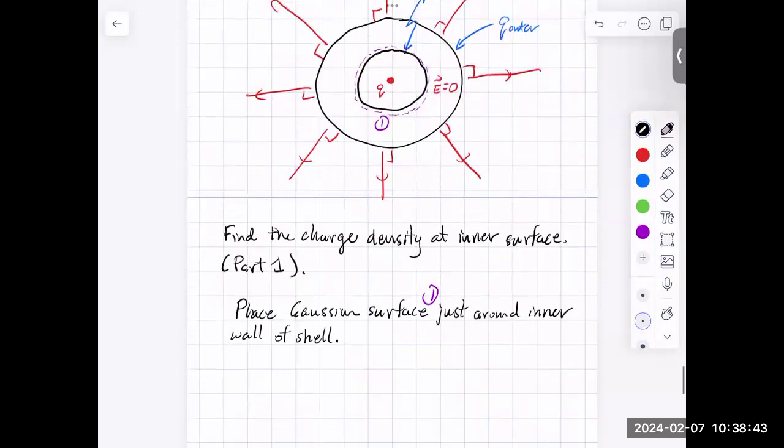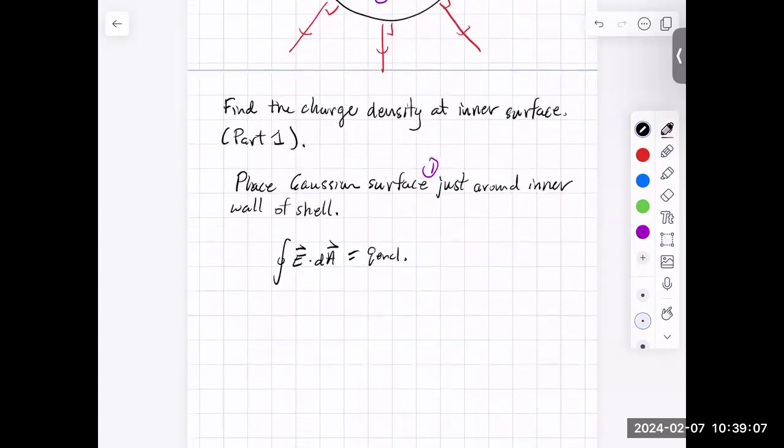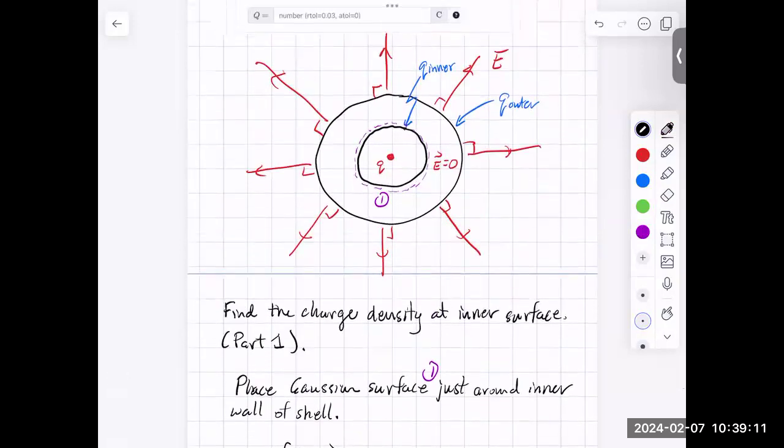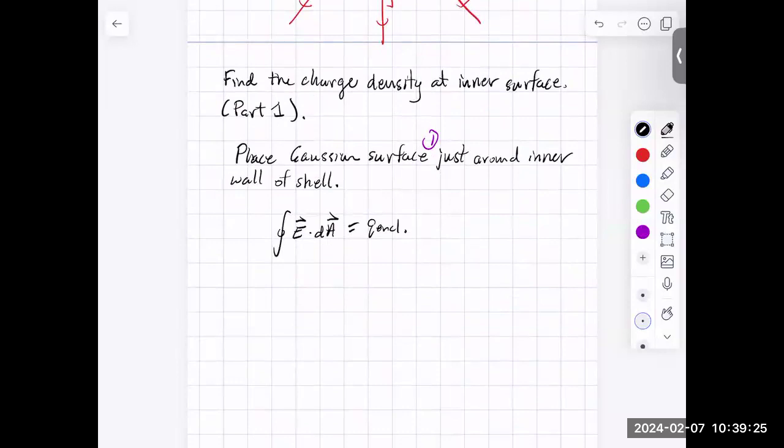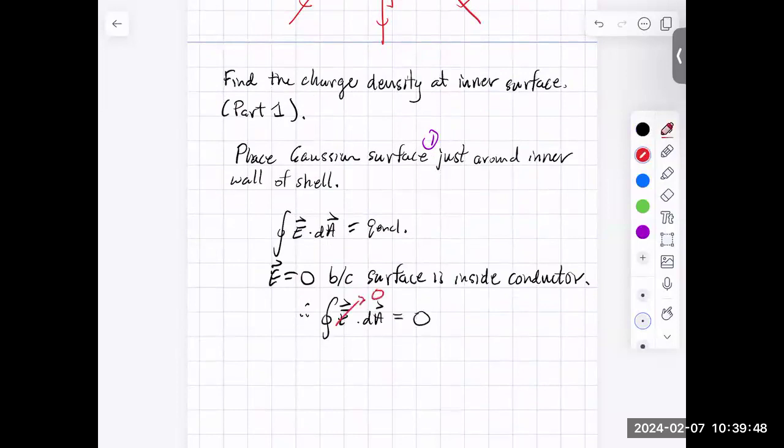Gauss's law requires that the integral of E dot dA is equal to Q enclosed over epsilon naught. What's the electric field at the Gaussian surface? It's inside our conducting material. So what does the electric field have to be? 0, right? You can see our purple dashed line is inside our conducting shell, and right beside it we wrote down that E is equal to 0 inside the conductor. So E equals 0 everywhere on the surface of our purple Gaussian surface number 1, because our surface is inside the conductor. Therefore this integral is equal to 0, because E is equal to 0.